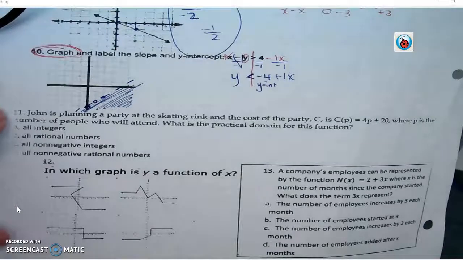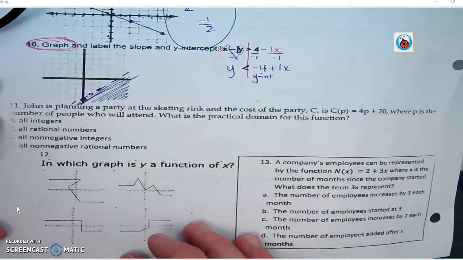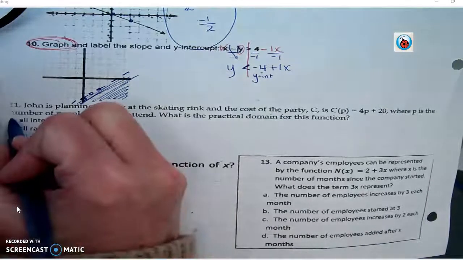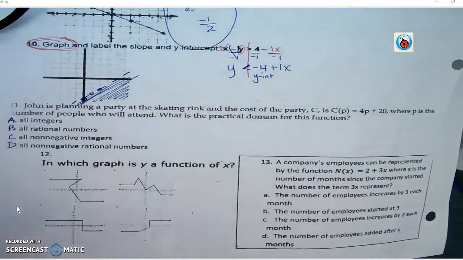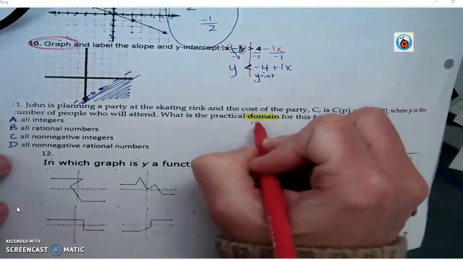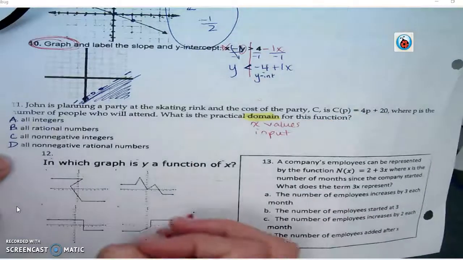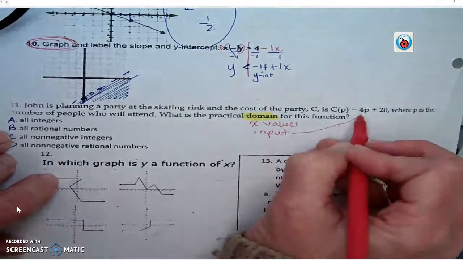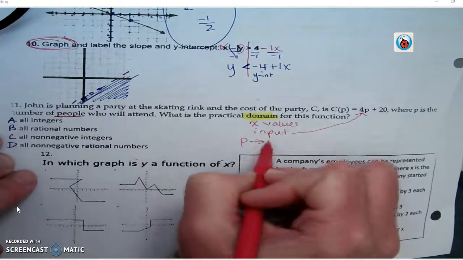Number 11, John is planning a party at a skating rink, and the cost of the party C of P equals 4P plus 20, where P is the number of people who will attend. What is the practical domain for this function? So the keyword is domain. Domain means x or your input. So it's your x values or your input. So in this case, I don't have an x. But what is my input? My input is P. And P stands for people.